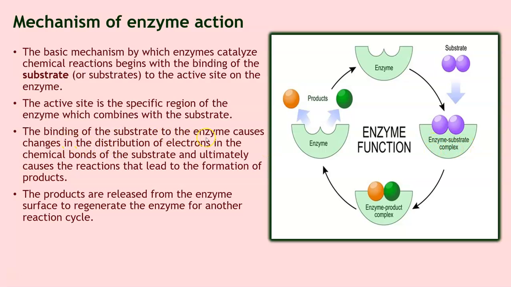The binding of the substrate to the enzyme causes changes in the distribution of the electrons in the chemical bonds of the substrate and ultimately causes the reactions that lead to the formation of the products. So here you can see that the products are formed and the enzyme product complex is now visible. The products are released from the enzyme surface to regenerate the enzyme for another reaction cycle. So here you can see that the products are released and the enzyme is free for another reaction cycle.